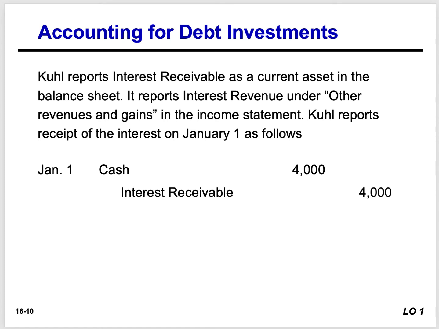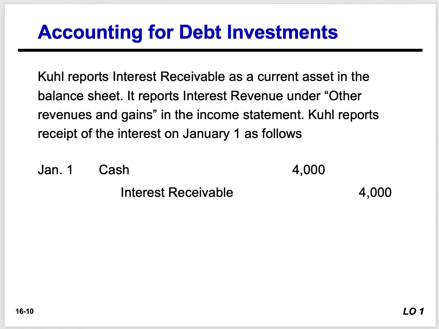Cool reports interest receivable as a current asset on the balance sheet. We already talked about that. It's just like accounts receivable, very similar. We're going to report that interest revenue that we have. That's actually reported as other revenues and gains.